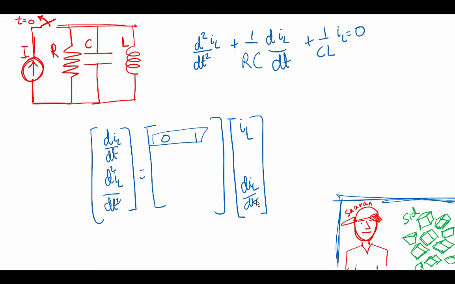Awesome. And now, in order to get the second row, we're going to use this equation above. As you can see, this term right here is equal to the minus of this term and the minus of this term. So plugging that in, we get minus 1 over CL and minus 1 over RC. Cool. Great. Now we solve it.